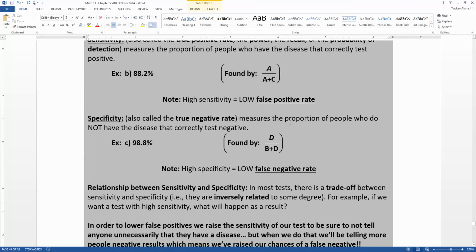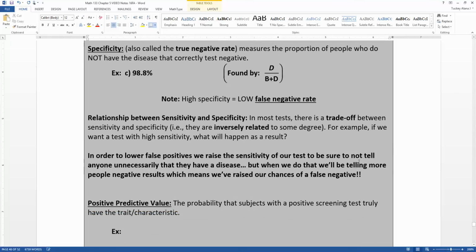If you're lowering your false positives, you're telling people, no, you don't have it. No, you don't have it. But by doing that, you're getting more negative results, which means you're raising your chances of false negatives, right? They're on an inverse relationship, a kind of teeter-totter, a seesaw together. If you raise your sensitivity, then your specificity is going to go down. You're so concerned about false positives that you're going to raise your false negatives, and vice versa.